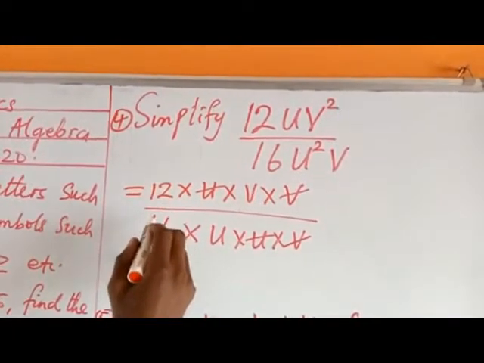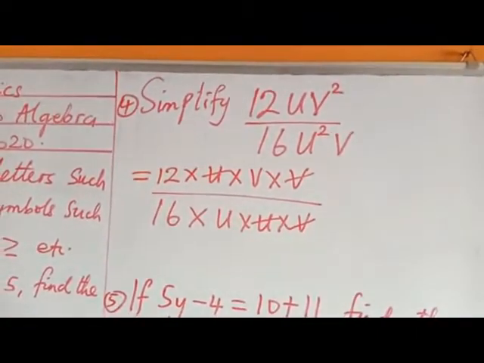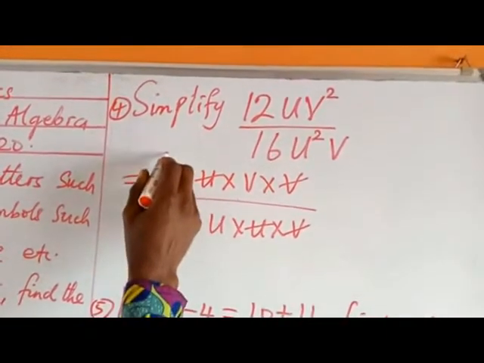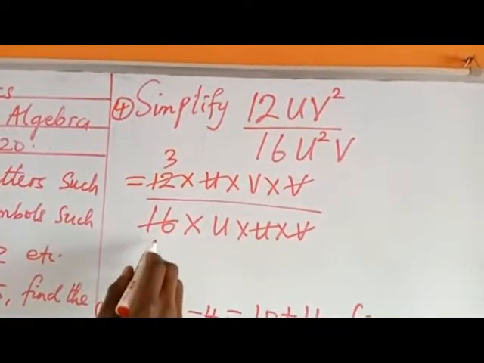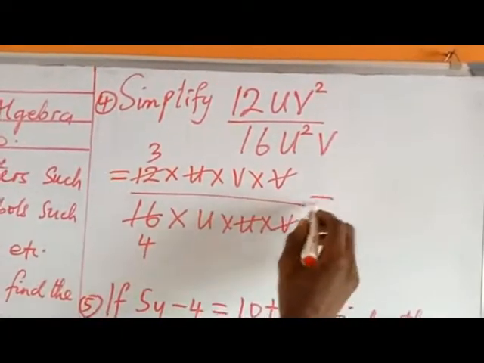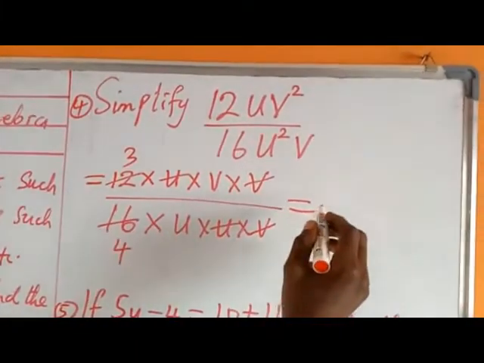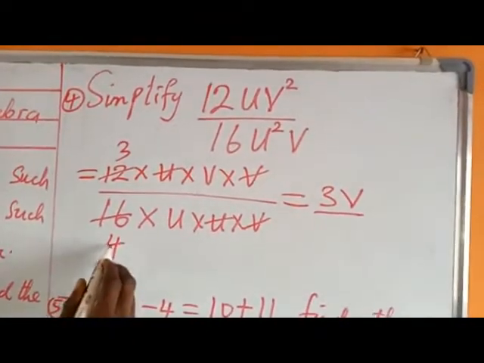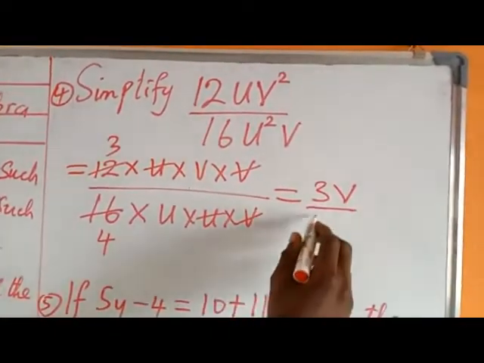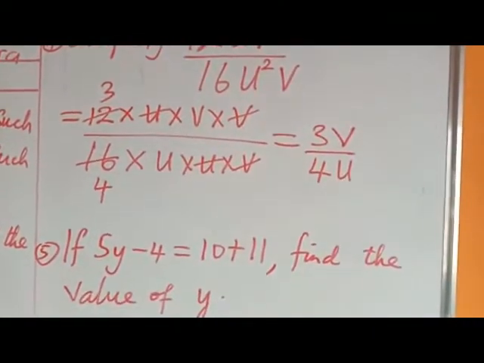We look for a factor that can divide 12 and 16 without a remainder, and that factor is 4. 4 goes into 12 3 times, and 4 goes into 16 4 times. So you write it out: 3 times v, and that will give us 3v all over 4 times u, which is 4u. So that gives us the final answer.